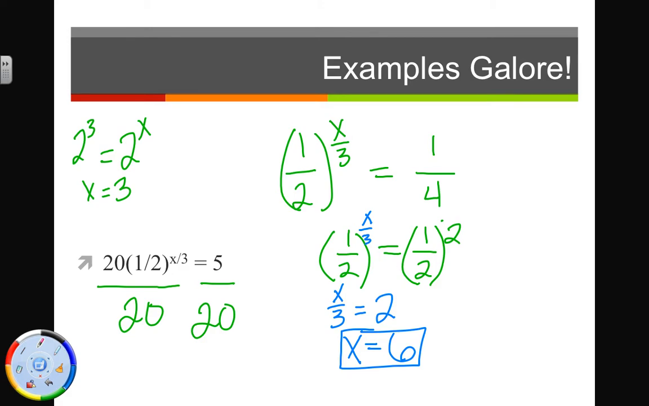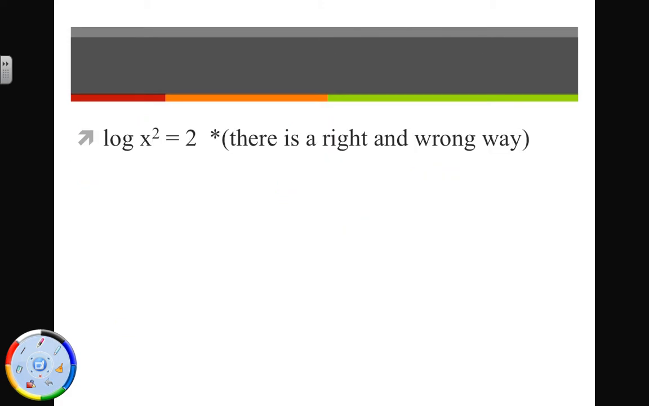All right, so that's example 1 under the belt. Let's look at example 2. Example 2 says the common log of x squared is equal to 2. Now, there are a couple right ways to do this and a couple wrong ways to do this. And I'm going to show both. I want to make sure you guys completely understand this. So this is the good way, and this is the bad way.